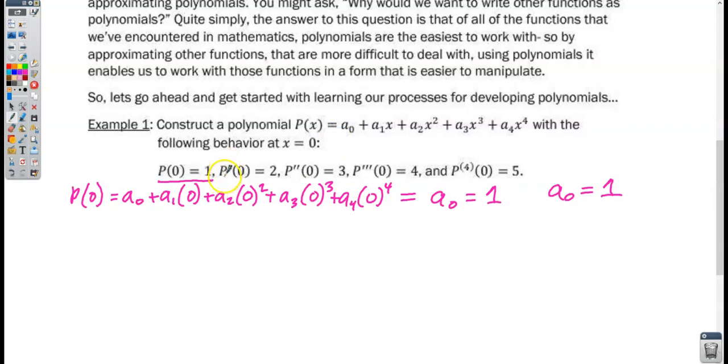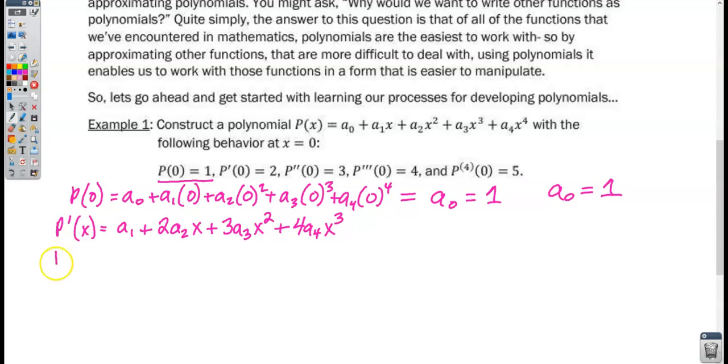Now, we want the derivative to be equal to 2 at 0. Well, let's go ahead and take the derivative of p of x and find out what p prime of x is equal to. So p prime of x, the derivative of the constant is 0. The derivative of a sub 1 x is just going to be a sub 1. The derivative of a sub 2 x squared is going to be 2 a sub 2 x. The derivative of a sub 3 x cubed is going to be 3 a sub 3 x squared. And the derivative of a sub 4 x to the fourth is going to be 4 a sub 4 x to the third.